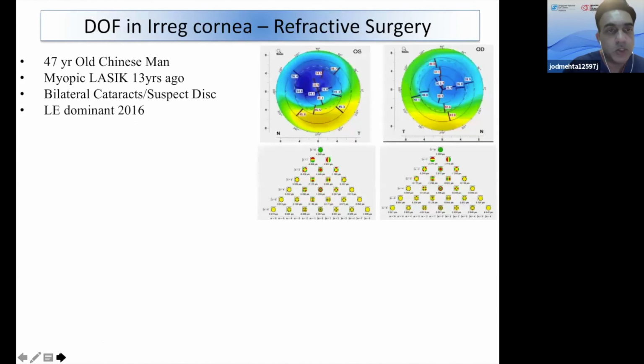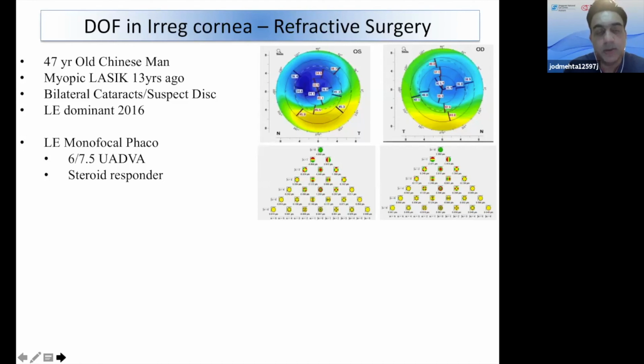So the last case I'm going to show is another high myope case, which is basically a guy with bilateral cataracts with a disc suspect. He had a cataract surgery done in 2016. His left eye basically dominant. They put in a monofocal lens and he got a pretty good visual acuity result. And here you can see a lot of spherical aberration over here, 1.209 and minus 0.896 on the left-hand side.